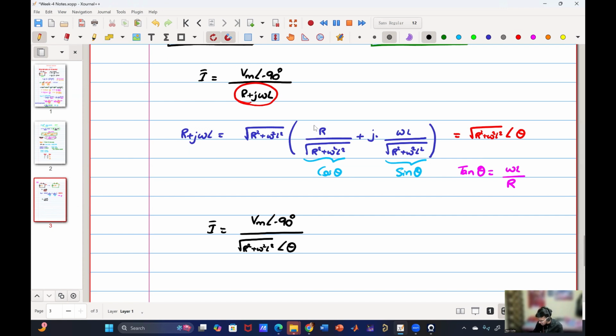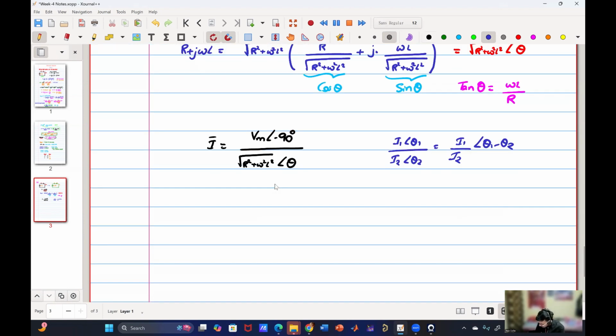One thing you have to keep in mind: I1 angle theta 1 by I2 angle theta 2 is nothing but I1 by I2 angle theta 1 minus theta 2. Let us apply the same. Once we apply, we get I phasor is Vm by square root of R square plus omega square L square, into angle of minus 90 degrees minus theta.